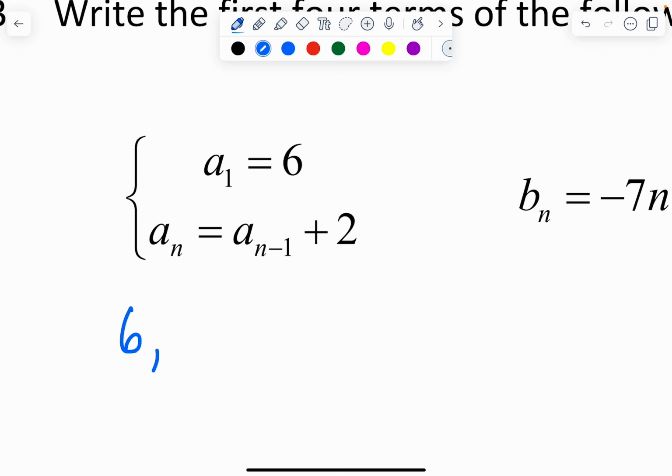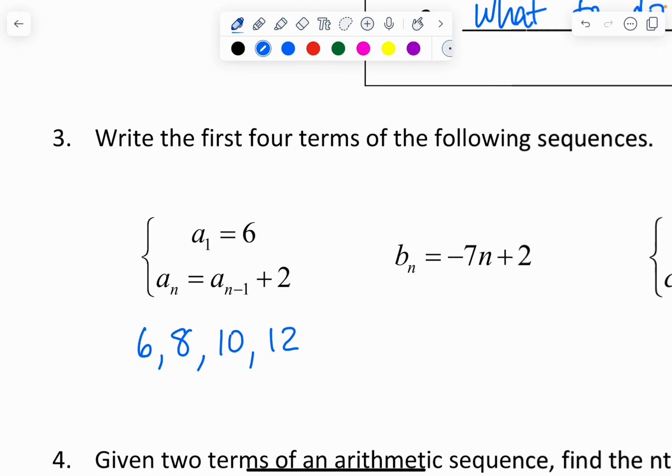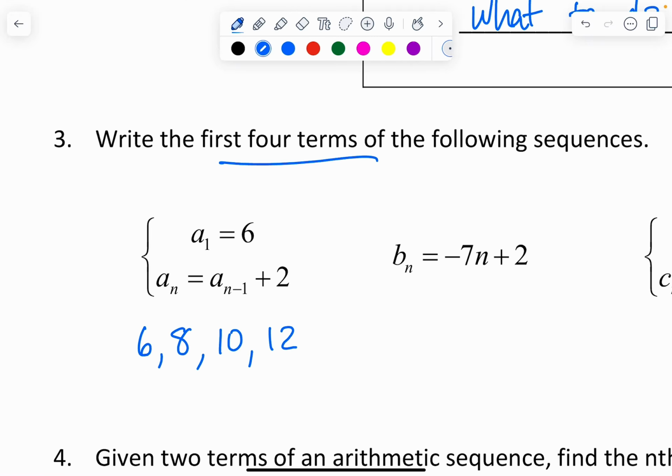So our first term is 6. Then to get to the next one, we add 2. To get to the next one, we add 2. To get to the next one, we add 2. I think it said write the first 4 terms, and we just did. This is called a recursive formula.